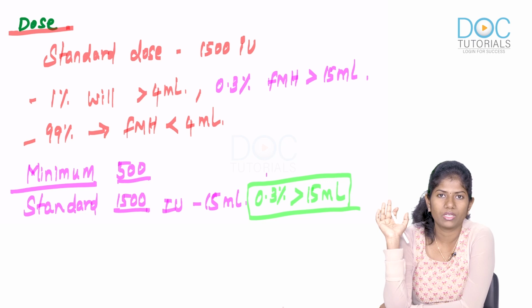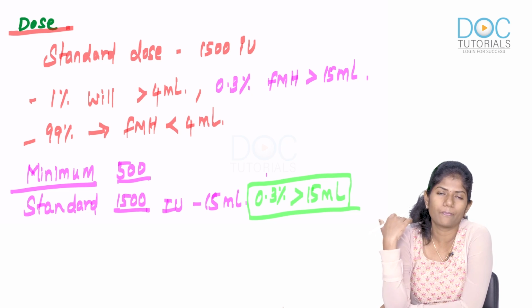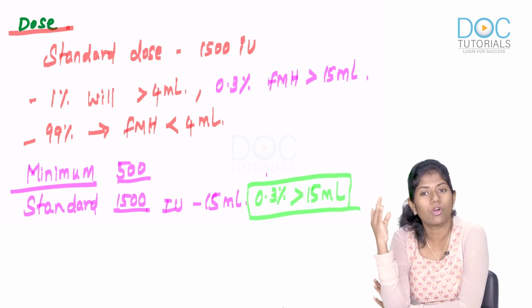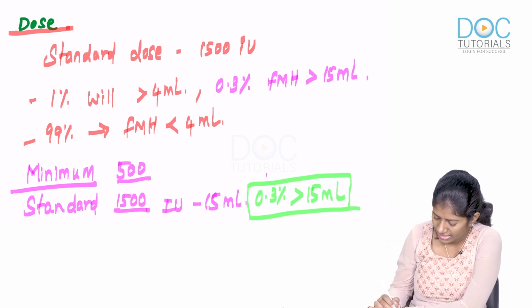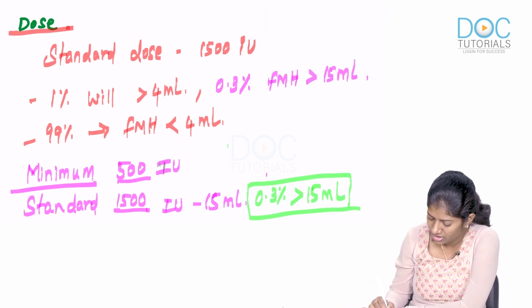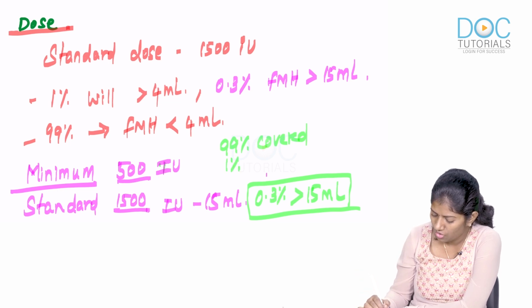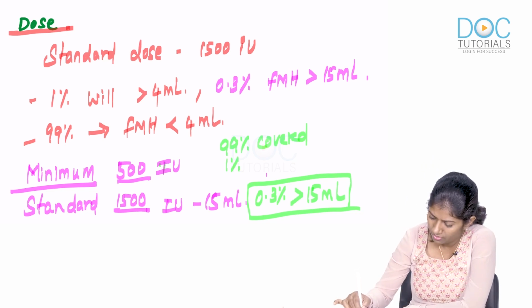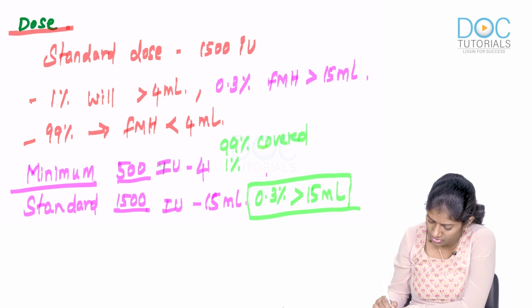It's 0.3%. Now, if you give even less than this, say you give only 500, the minimum dose, what percentage of women will be covered? What percentage of women will not be covered? Remember here, 99% will be covered. 500 international units will cover 99%. It will not cover 1%. So this 500 international units will neutralize only 4 ml.